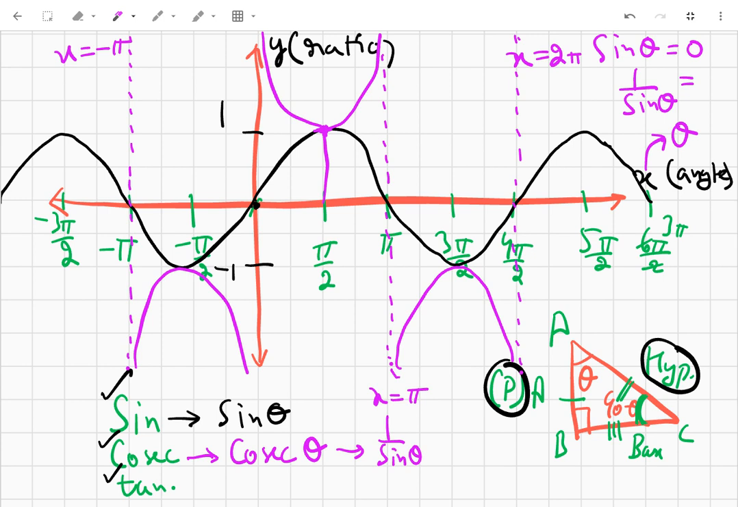So cosecant theta can take all real values except the values between -1 and 1. It can take 1 and -1. So its range will be all real values minus the interval -1 to 1. Now let's do tan theta.